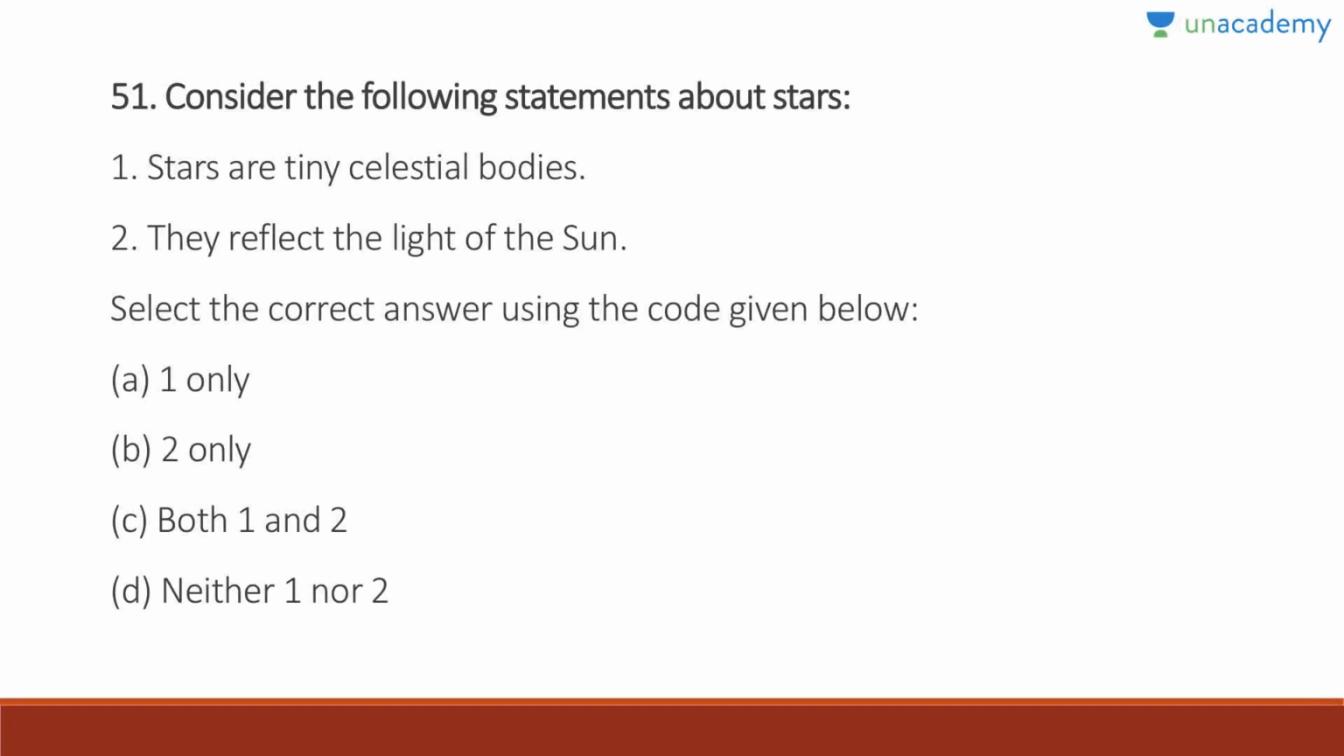Hey guys, what's up? So let us discuss question number 51. Consider the following statements about stars. Stars are tiny celestial bodies. No, they are not tiny celestial bodies. They are huge, but they appear small because they are very far away from us. They reflect the light of the sun. No, they are also suns of their own solar systems. So second is wrong, first is wrong. Answer here is D, neither one nor two.